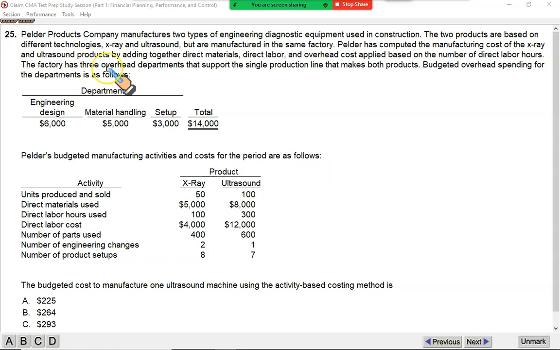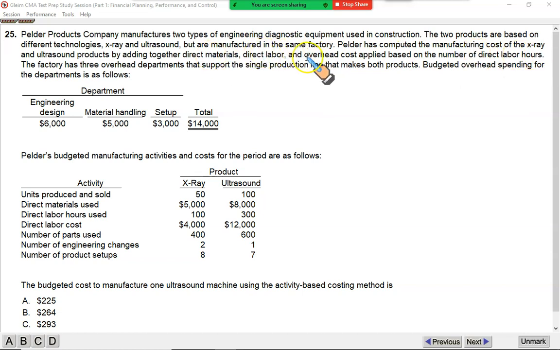Really, you're right. Okay, guys, this is a good question here again. Pelder Products Company manufactures 2 types of engineering diagnostics equipment used in construction. The 2 products are based on different technologies, X-ray and ultrasound, but are manufactured in the same factory. Pelder has computed the manufacturing cost of the X-rays and ultrasound products by adding together direct material and direct labor and overhead cost applied based on the number of direct labor hours.